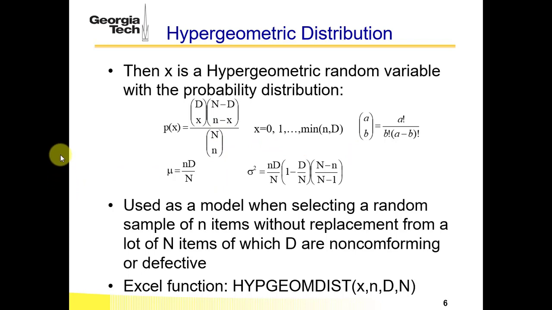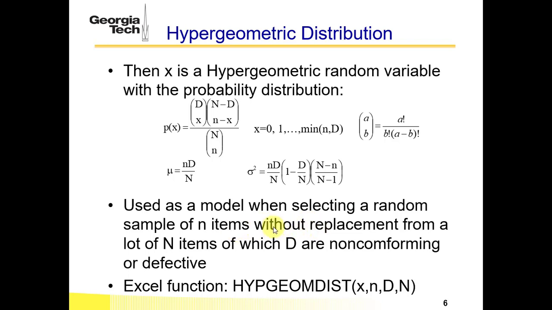I'm going to solve an example. Mu is the mean of the hypergeometric distribution. It is calculated from the sample size, the number of defectives, and the total population size, and then there is the formula for sigma squared. We use this model when selecting a random sample of n items without replacement.